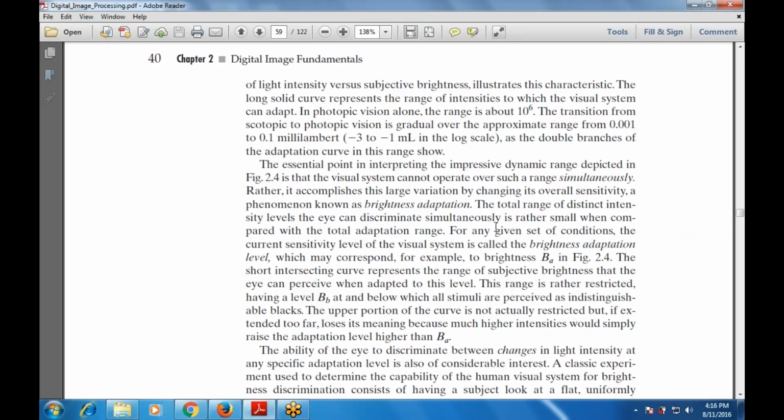And when we talk about the total range of distinct levels that the eye can discriminate simultaneously, it is rather small when compared with the total adaptation range.